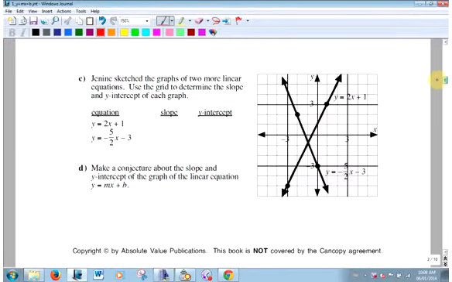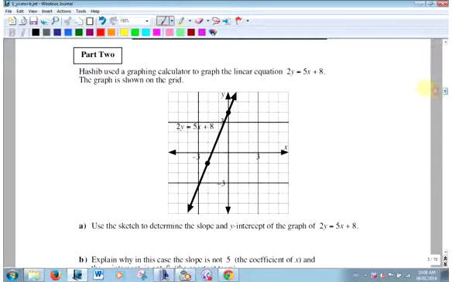I think I want to skip that guy. Part 2. I know it's a funny word, but some people in the world are called that. He used a graphing calculator. He graphed this thing. Okay. Use the sketch to determine the slope and the y-intercept. They're giving you 2 nice points. Here they are. Let's make a triangle.